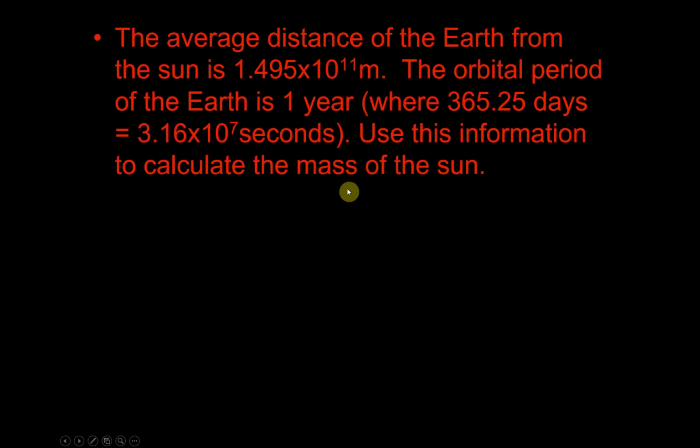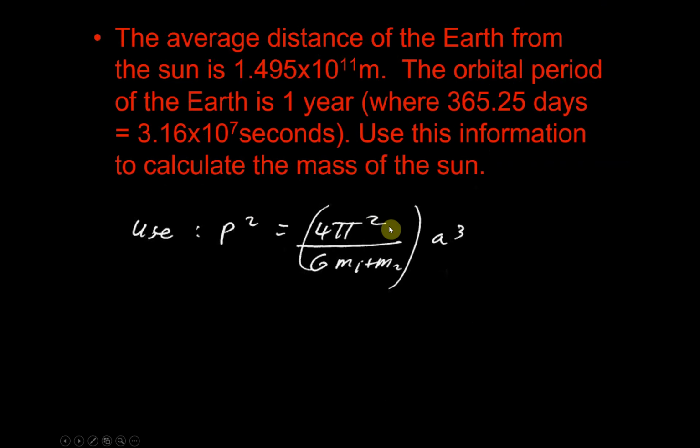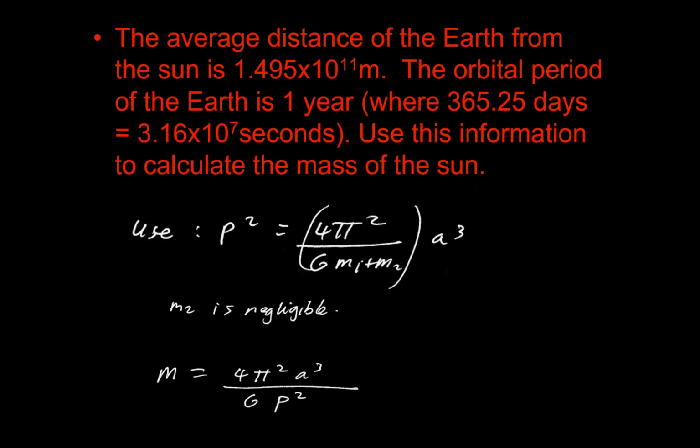Let's calculate the mass of the Sun. And this is a calculation that people actually did once they were armed with this equation, and it changed the scale of our entire solar system. So P squared is equal to 4 pi squared over G(m1 plus m2) times a cubed. m2, of course, is negligible. We're dealing with the Earth and the Sun. So rearrange, get rid of one of the m's, and we end up with M being 4 pi squared a cubed over G P squared.